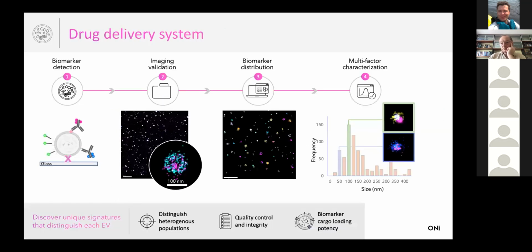So, following purification, we can fluorescently tag our EVs and then image them using D-Storm as a type of validation, and then examine the different biomarker distributions. Now, the Nanoimager itself has quite a large field of view. It's 50 by 80 microns. So we can capture hundreds of EVs at a time, meaning that we can analyze quite a high throughput of data and consider different multi-factor characterization approaches.